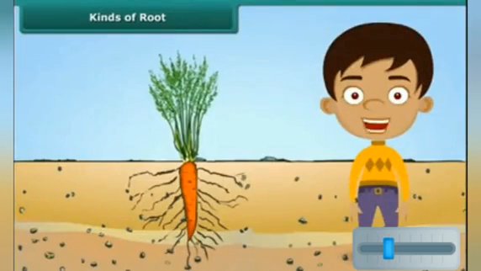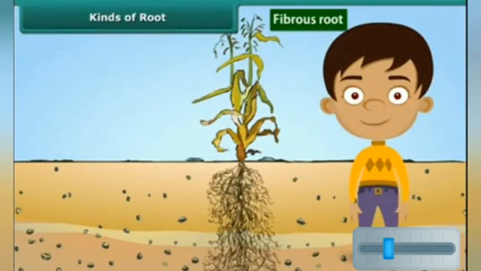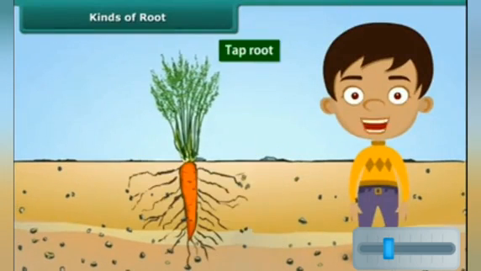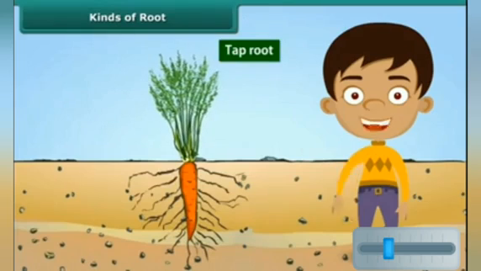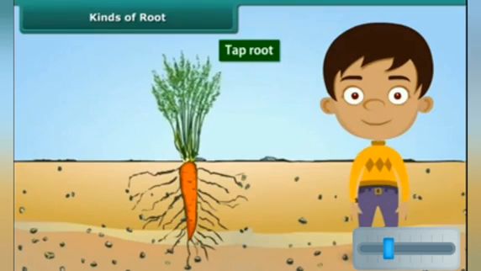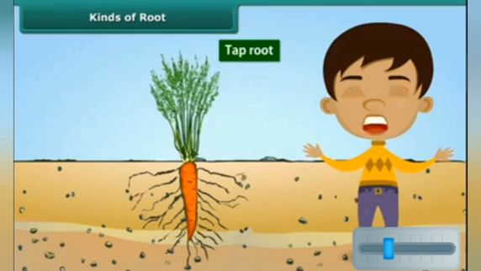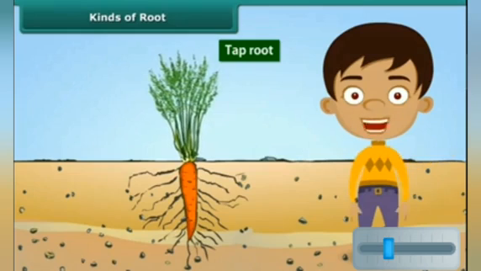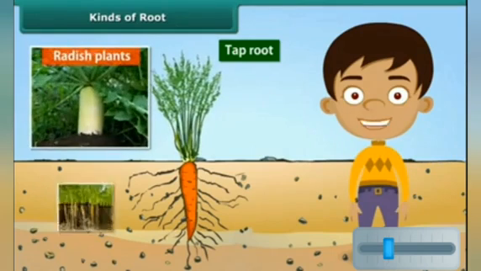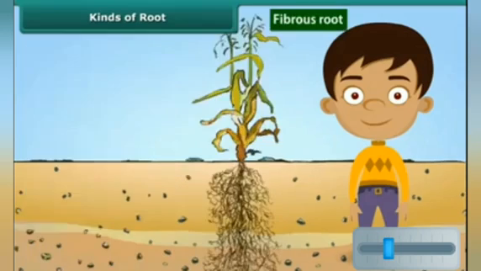Roots are of 2 types: tap roots and fibrous roots. Taproot is a single, large root that grows straight down deep into the soil. A few small roots that branch from it are called lateral roots. For example, roots found in radish and carrot plants.